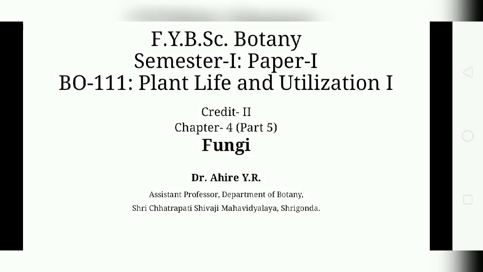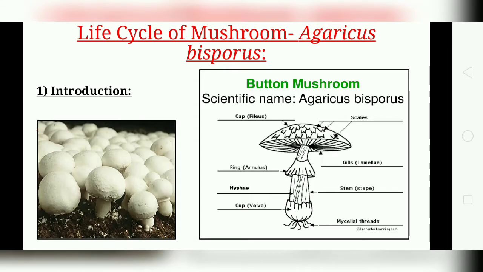So hello students, welcome again. We are discussing chapter 4. In the previous few parts of this chapter we discussed the classification systems discovered by Ainsworth and the general characters of fungi. Now today we will discuss the life cycle of mushroom, which is known as Agaricus bisporus.